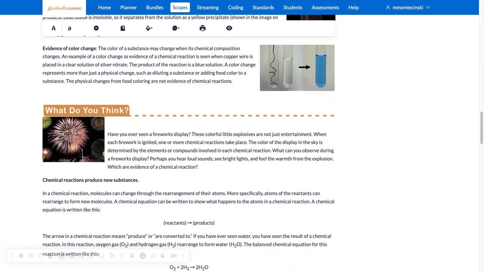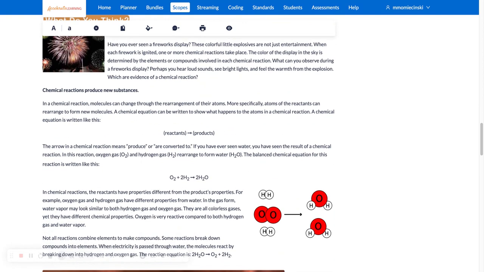What do you think? Have you seen fireworks displays? These colorful little explosions are not just entertainment. When each firework is ignited, one or more chemical reactions take place. The color of this display in the sky is determined by the elements or compounds involved in each chemical reaction. What can you observe during a fireworks display? Perhaps you hear loud sounds, see bright lights, and feel the warmth from the explosion, which are evidence of chemical reaction.